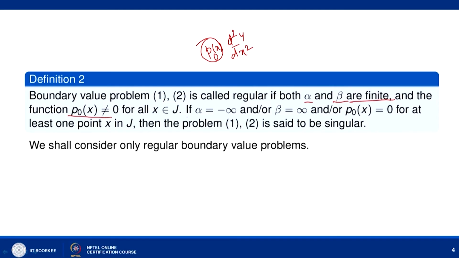It means that if your alpha is minus infinity and or beta is equal to infinity and or p naught x is equal to 0 for at least one point in J, then the problem 1 and 2 is said to be a singular boundary value problem. And for this particular course, we will consider only the regular boundary value problem. It means that we consider that our endpoints are finite and the coefficient of d2y by dx square is never 0 in the said finite interval.